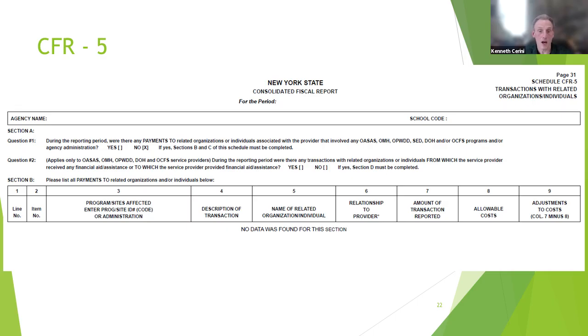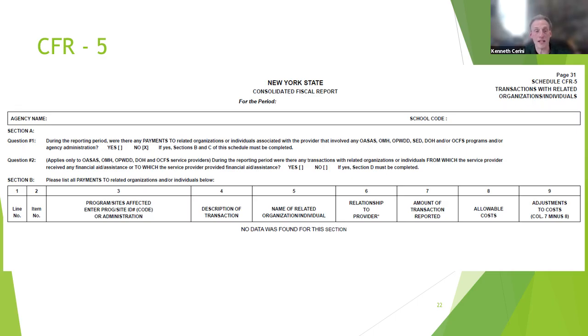Continuing on this page, here you would reflect any payments made to a related organization. You'd have to outline who the related organization is, what program it impacts, what the relationship is, how much money we are talking about in terms of the cost that's flowing through the CFR, how much of that is allowable, and then that last column, column 9, adjustments to cost. If the amount in column 7 is greater than the amount in column 8, the amount in column 9 will show an adjustment, and that'll be a disallowed cost in calculating whatever the reimbursement rates are going to be, whichever program you happen to have.